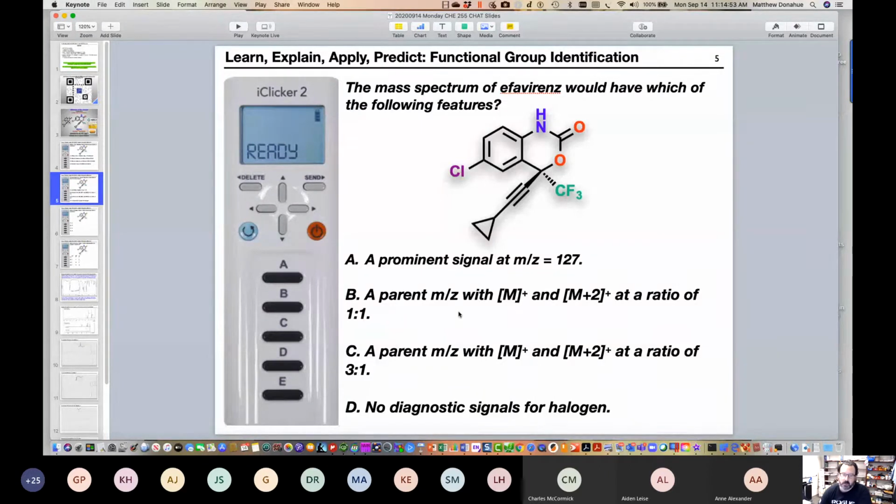The difference between those two is that they're isotopes. So that's your M and M plus 2. That's where you see the 1-to-1 ratio. So we have iodine, bromine, chlorine, and then obviously the last one, D, is going to be fluorine. Remember, fluorine is 100% abundant for its normal isotope, and it's not really going to have any of those diagnostic signals. So you have three fluorines in here, but they're not going to be indicated like these other ones would be.